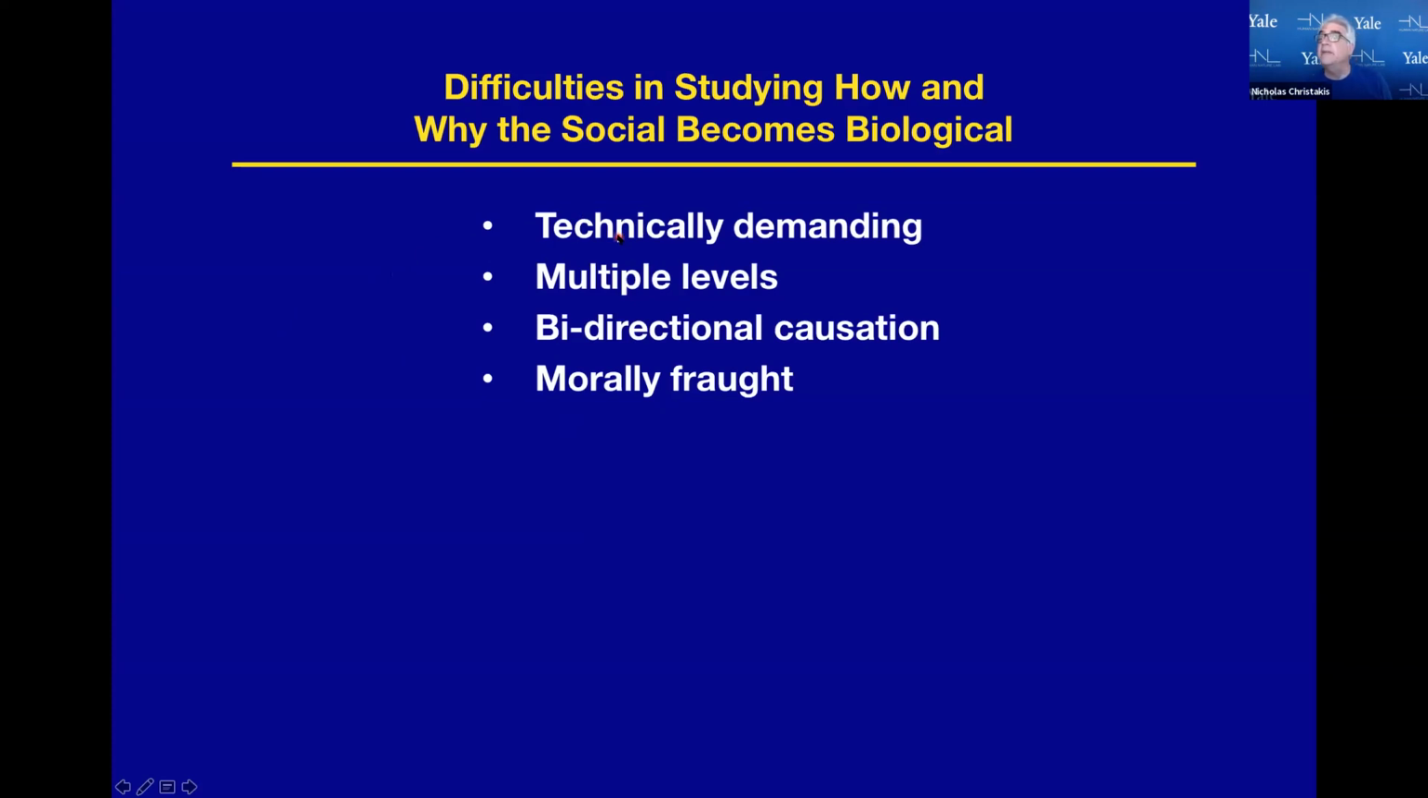Well, they are technically demanding. They operate at multiple levels, from the social to the bodily to the cellular, to the genetic. We've got problems as usual with bidirectional contagion, causation. The social can become biological, the biological can become social. It's hard to know what's going on. And of course, they're morally fraught.